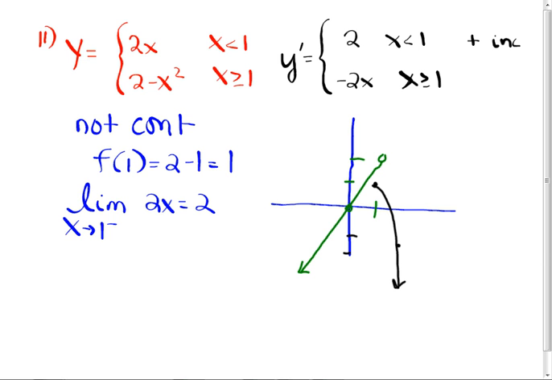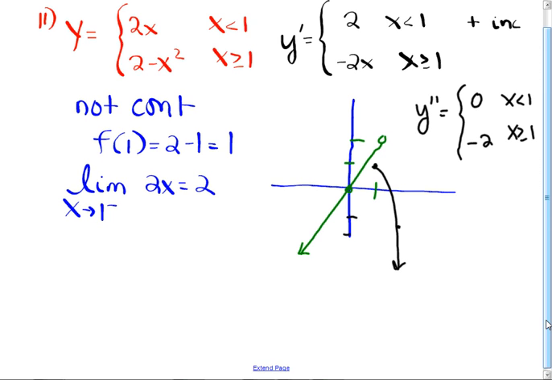So let's look at the second derivative. What's the second derivative here? What's the second derivative on the left side? 0. So it's neither for x less than 1. And on the right side, what is it? Negative 2. So you can see I didn't write. It's concave down on that side.